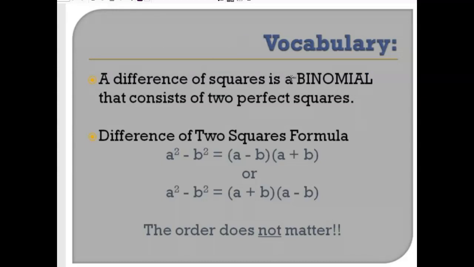So a difference of squares is a set of binomials that consists of two perfect squares being subtracted from each other. A difference of squares can be factored in one of two ways, as a minus b times quantity a plus b, or quantity a plus b, a minus b. The order does not matter, meaning where I put the negative and the positive doesn't matter, as long as I have one negative and one positive, and a and b represent the square roots of a squared and b squared.